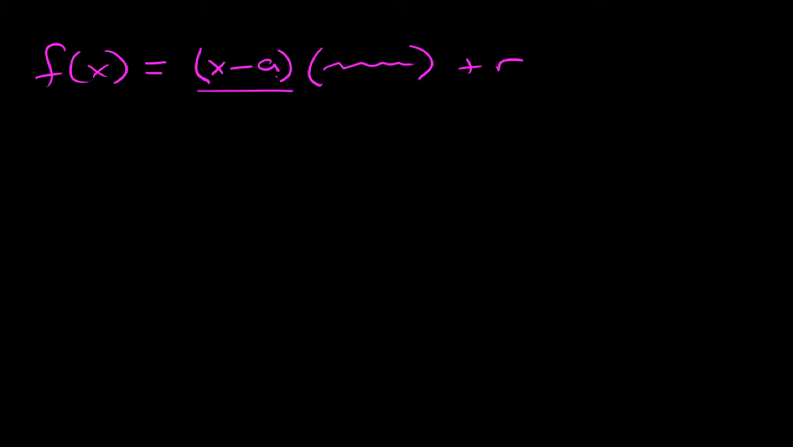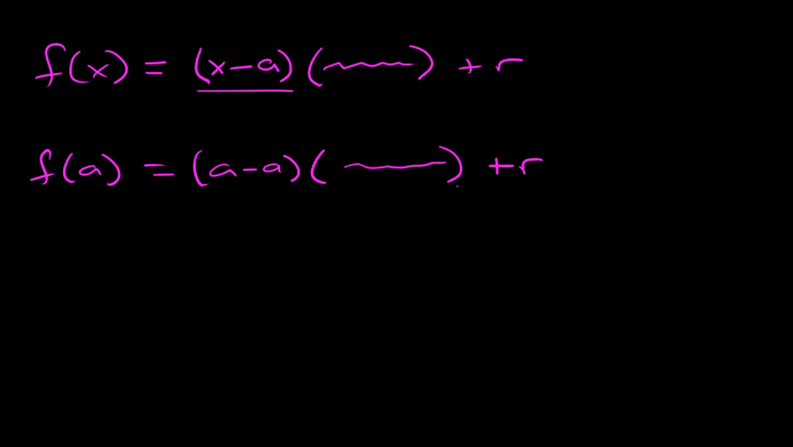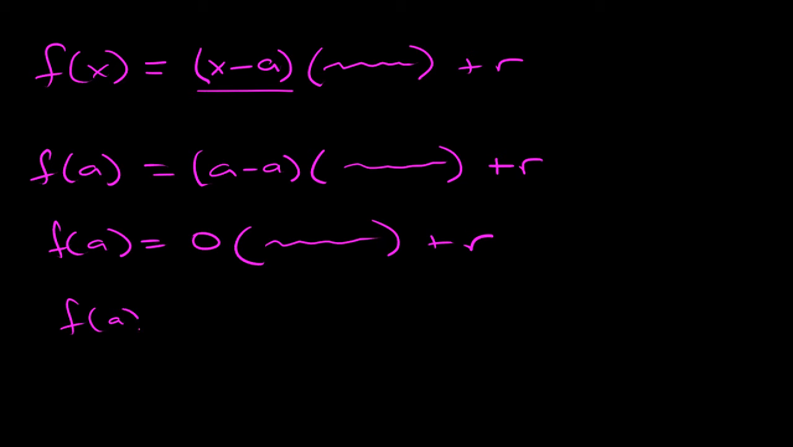So what if we just plugged in a so that x minus a will just turn into 0? This means we have f of a is equal to a minus a times some quotient we still do not care about, plus r, the remainder. We can simplify this. We got f of a is equal to 0 times some quotient plus r. So f of a is equal to r. Oh wow, okay, well, we know the remainder. It's f of a.